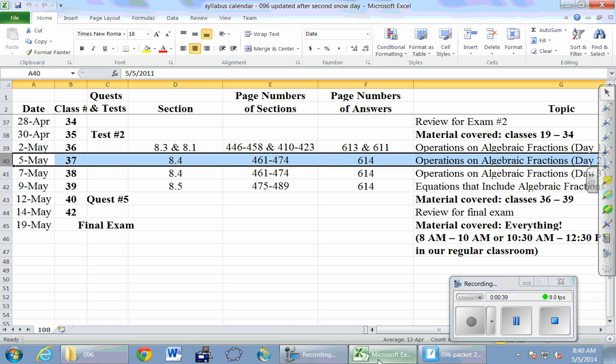Not a bad idea to make a note in your calendar that May 19th is our final exam, 8 until 10, right here in this room. Okay?